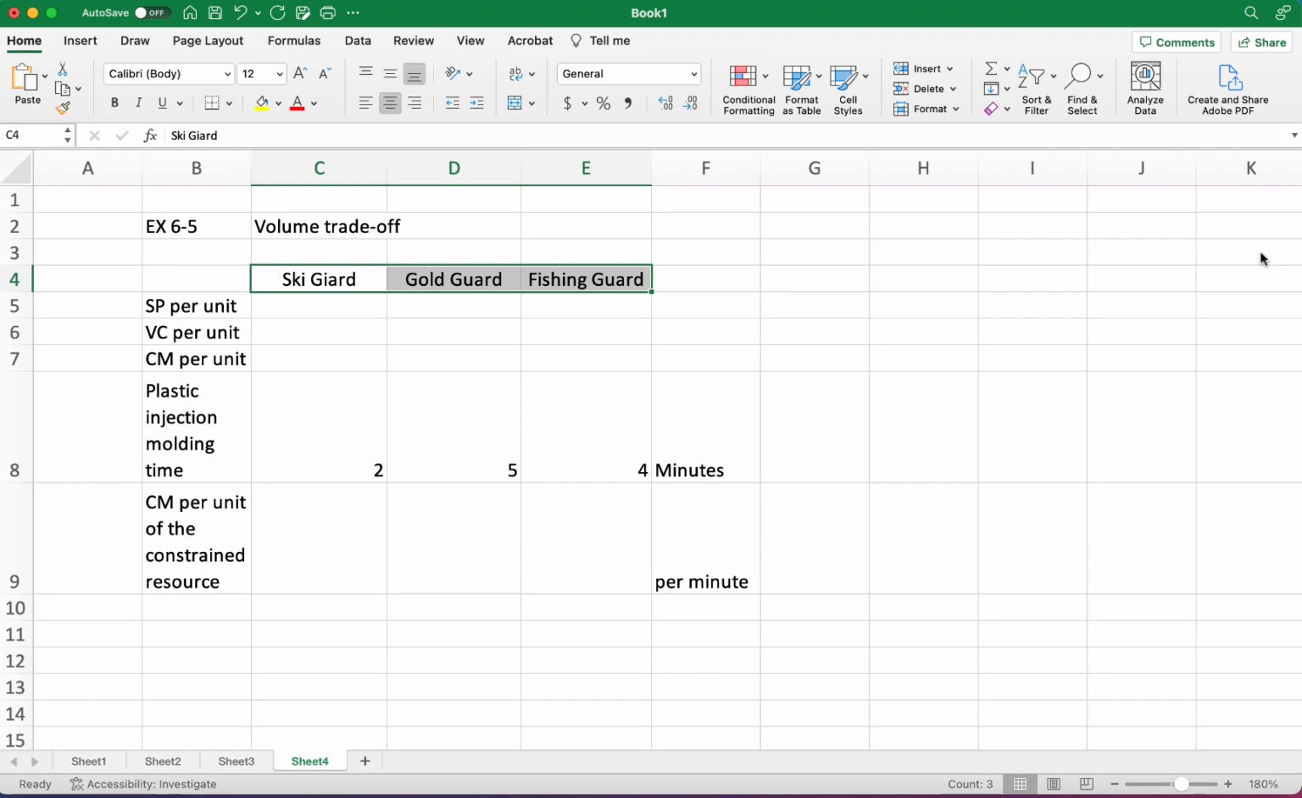Okay, I am on page 312, and again, that is exercise 6-5. Please make sure you have the book open and follow along as we go through the problem.